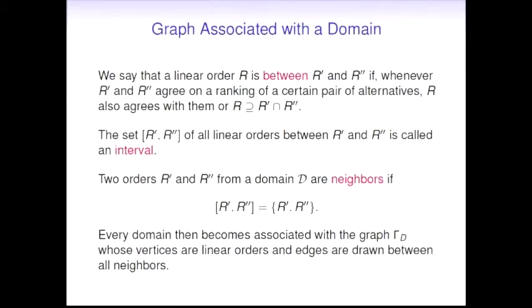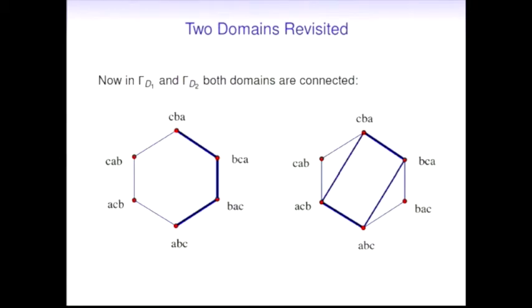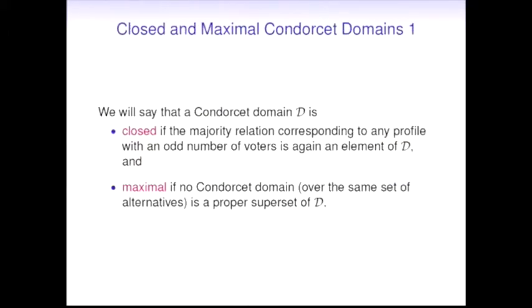And it's important that we now declare two linear orders from the domain neighbors if there is nothing in between them, like in the permutahedron, where two neighbors have nothing in between them. And so we get the associated graph Gamma D after that. Now in the associated graph, both domains are connected and there is no real reason for making a difference between them. That's one of our innovations.